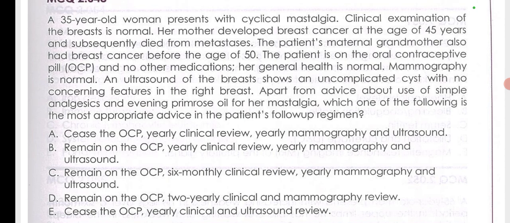So the options are: cease the oral contraceptive pills, yearly clinical review, yearly mammography and ultrasound. Remain on the oral contraceptive, yearly clinical review, yearly mammography and ultrasound. Remain on the oral contraceptive pills, 6 monthly clinical review, yearly mammography and ultrasound. Remain on the OCP, 2 yearly clinical and mammography review. Cease the OCP, yearly clinical and ultrasound review.